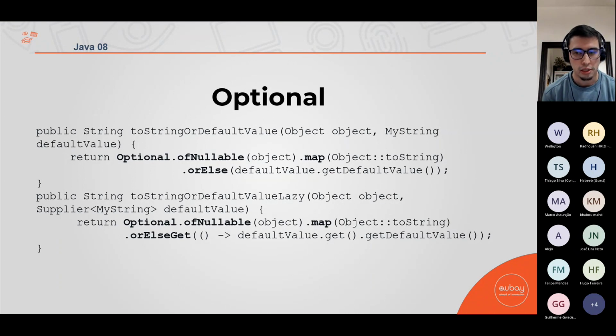The orElseGet is a lazy execution. For example, let's say that you have an object, and if you don't have this object, if it's null, you want to get the object from an external service. In this case, you should use orElseGet. So be careful with that. In the first case, it's not lazy, it's always executed. In the second case, it's executed only if the value is null.